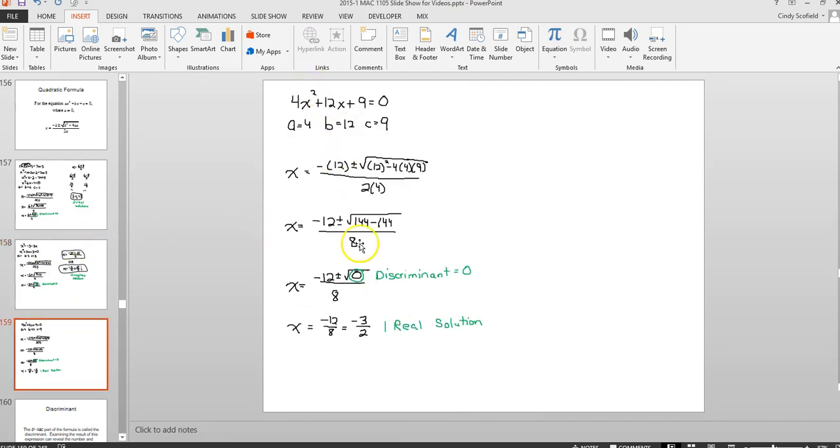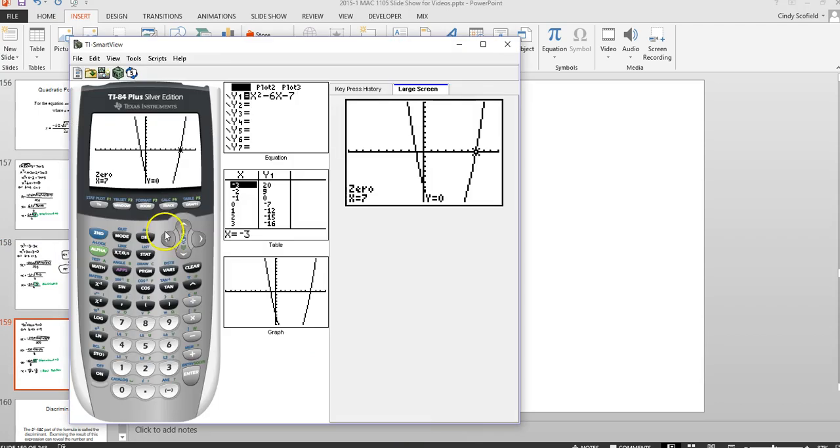Okay, then this one, 4x squared plus 12x plus 9. Let's put that one in.